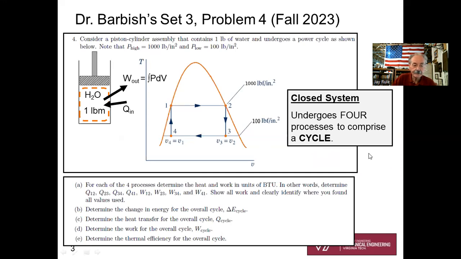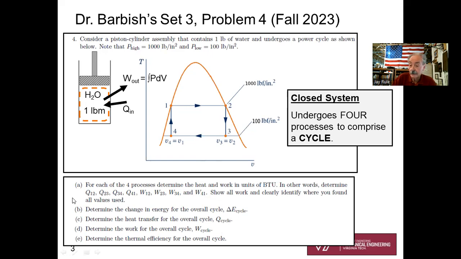Here's the screenshot, and here's what folks have received. Consider a piston and cylinder assembly that contains 1 pound mass of water. So I have drawn in a piston and cylinder and am trying to show a little bit of a sketch here, H2O, 1 pound. It undergoes a power cycle, shown in the T-V diagram below. And he says the highest pressure in the process is 1,000 PSI, and the lowest pressure is 100 PSI.